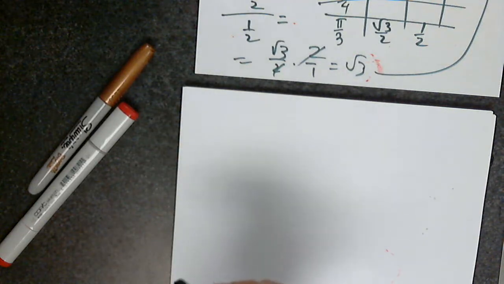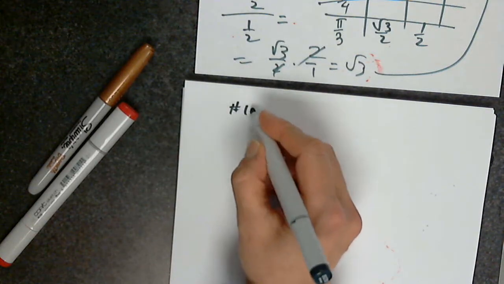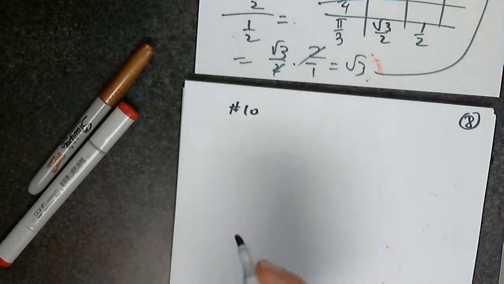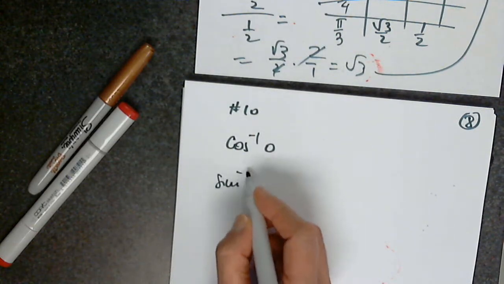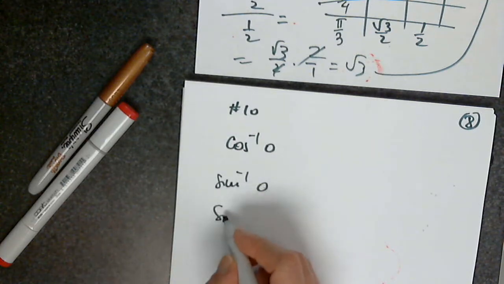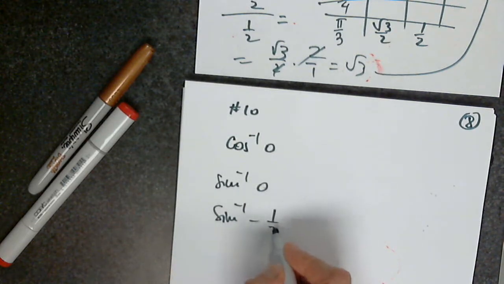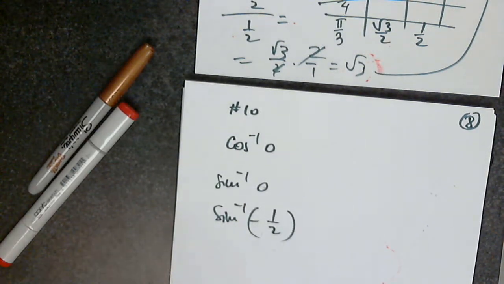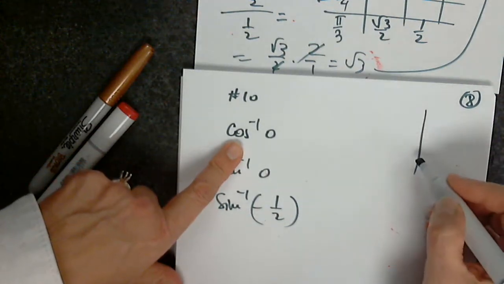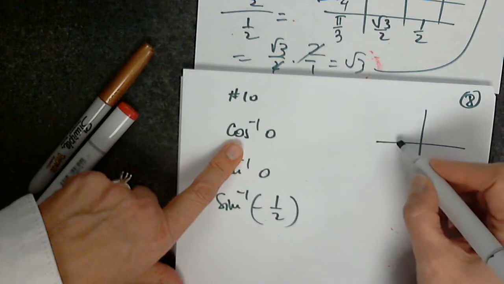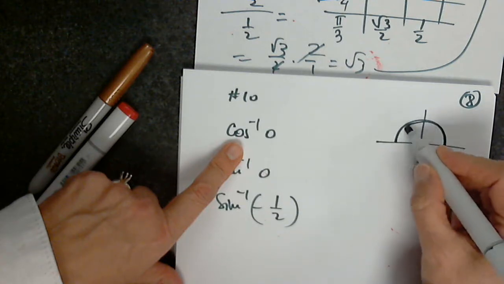Look at 10. Okay, very good. And then we have cosine inverse 0, sine inverse 0, and sine inverse of negative 1/2. For the first one, for cosine, remember where I'm expecting answers. I'm expecting answers here.